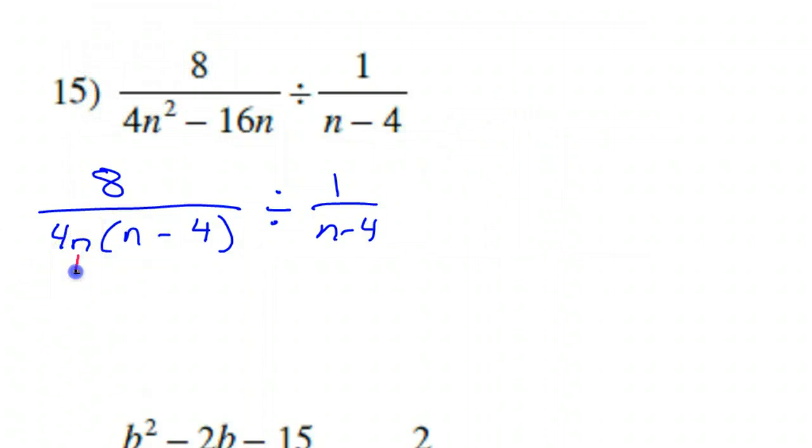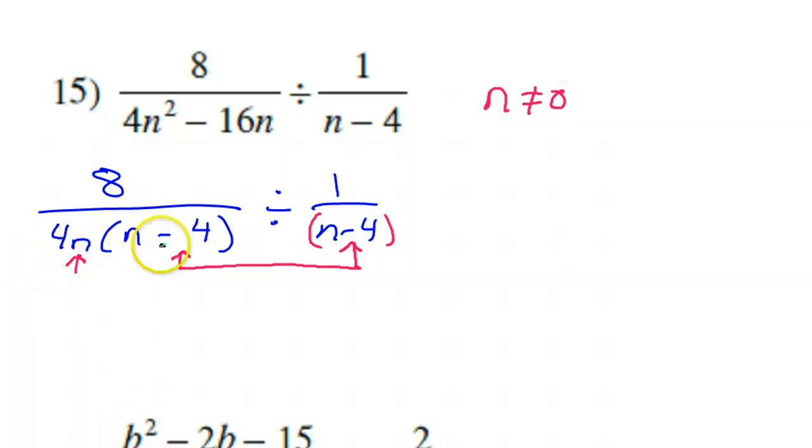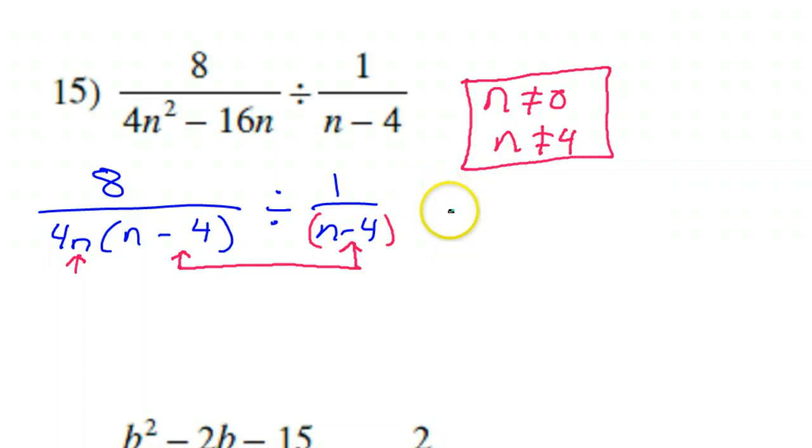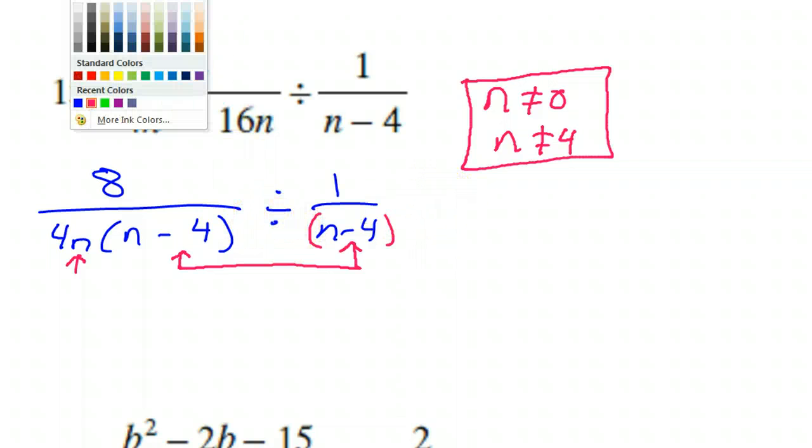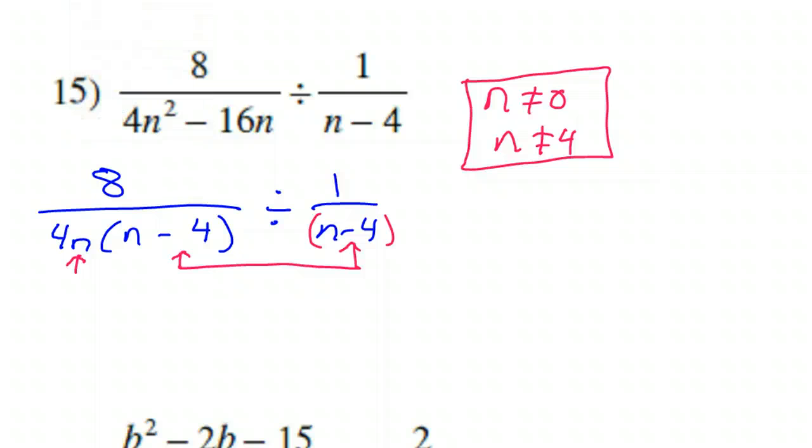I'm going to have a restriction from this and this. I would say this, but it's the same as this, so these two sort of make one restriction. From the n, it tells me n cannot equal 0 because of that. Because of the n minus 4, n cannot equal positive 4. So these are my restrictions. Meanwhile, I will now multiply by the reciprocal. Just clean this up a little bit.